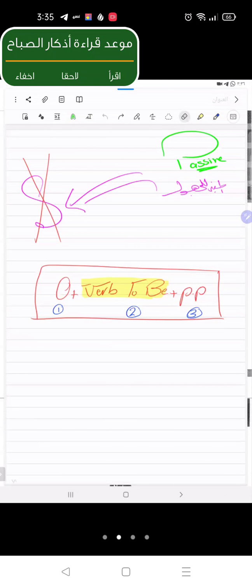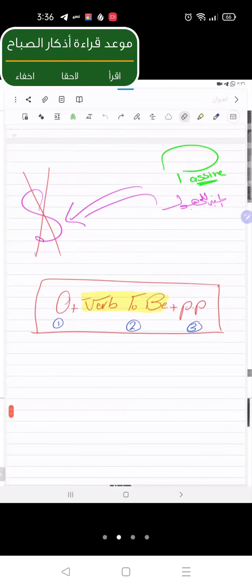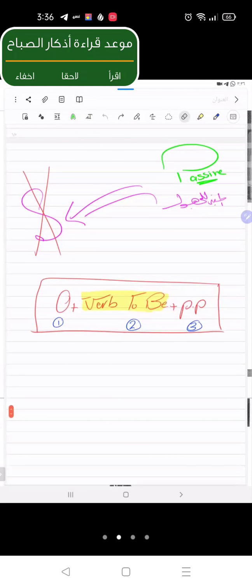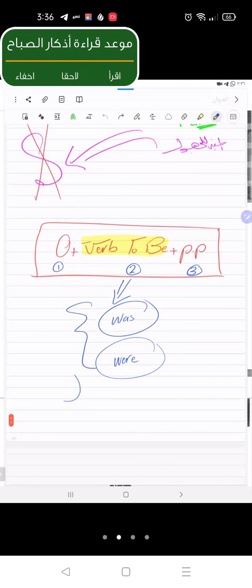Today we are talking about the past simple. So how will be the shape of the verb to be? Was or were. Excellent. So it must be one of these two things: was or were. And this depends on the object.